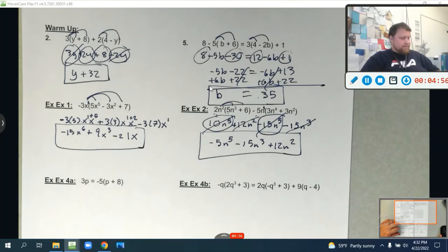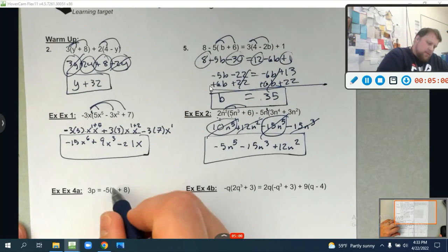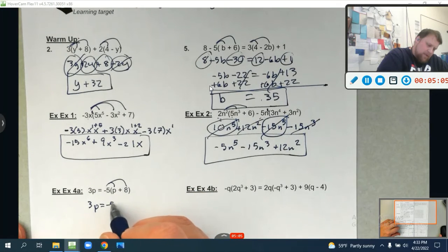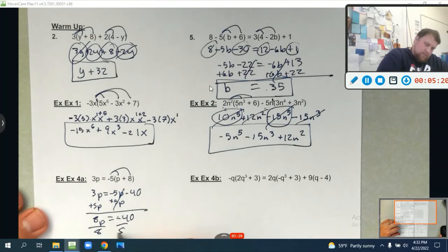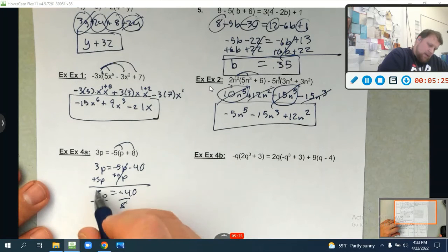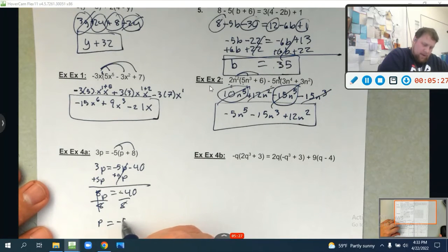All right. Let's work this, just a little distribution here. So I'll have 3p equals negative 5p minus 40. I'm going to add that 5p to both sides. I get 8p equals negative 40. When I divide by 8, we know that our p equals negative 5.